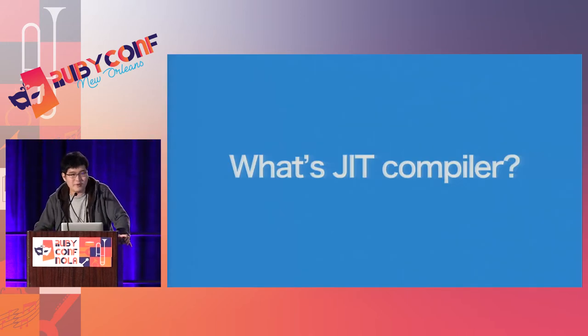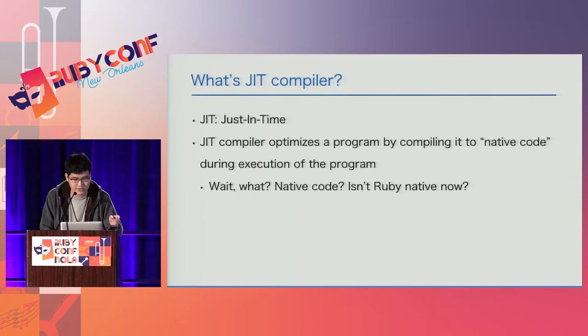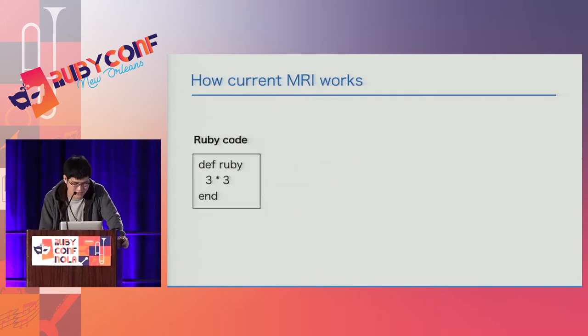Before that, probably many of you have no experience developing a JIT compiler, so I'll introduce what a JIT compiler is. JIT is the abbreviation of just in time. And a JIT compiler optimizes the program by compiling the program to native code. But probably many of you have no experience compiling to native code, so I will show the difference between native code and bytecode.